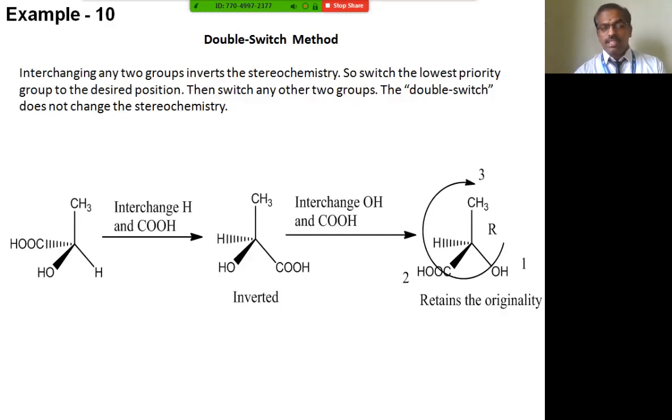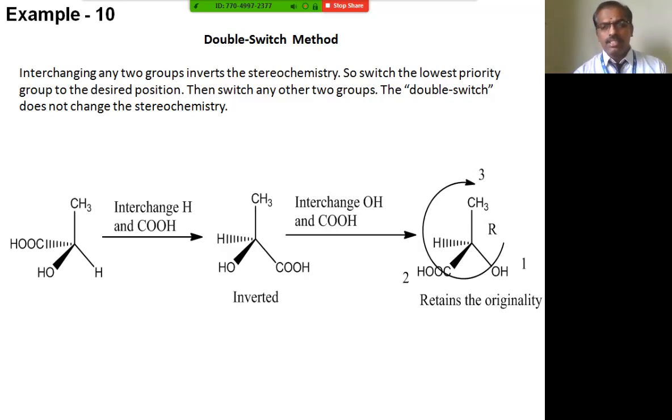During interchange, keep it in your mind that the lowest priority group, if it is there, must be on the dashed bond. Accordingly, you have to interchange. That means you can retain the originality without any change. Understood? So accordingly, you see now interchanging the groups. First interchange hydrogen and COOH. My main idea is that I want to bring hydrogen to the upper dashed bond. So I have converted it, now hydrogen is dashed. Next, one more interchange, two interchanges. That's it. We are going to double switch.